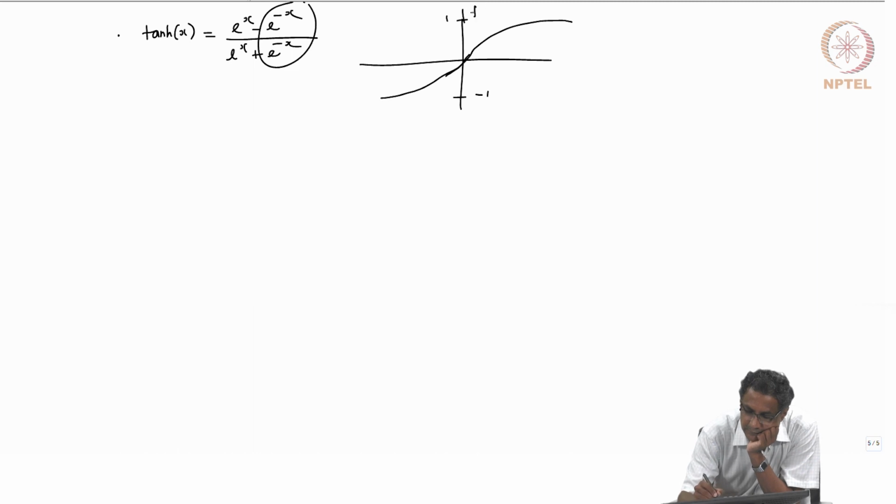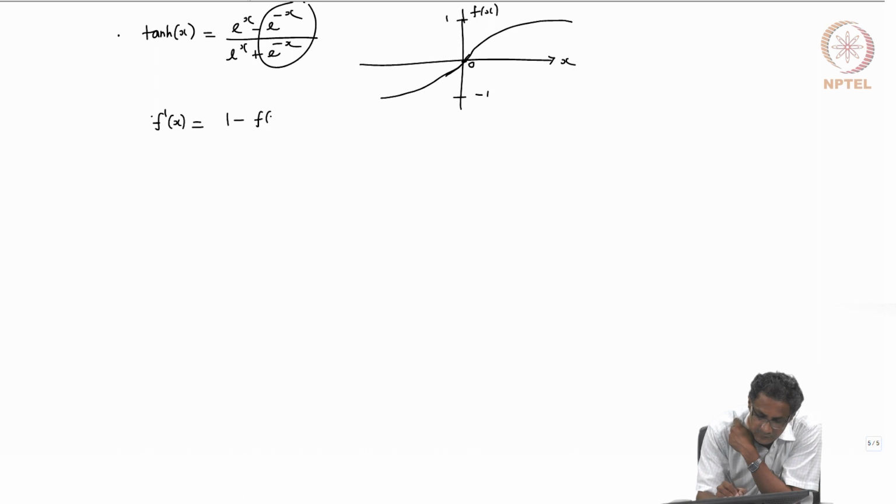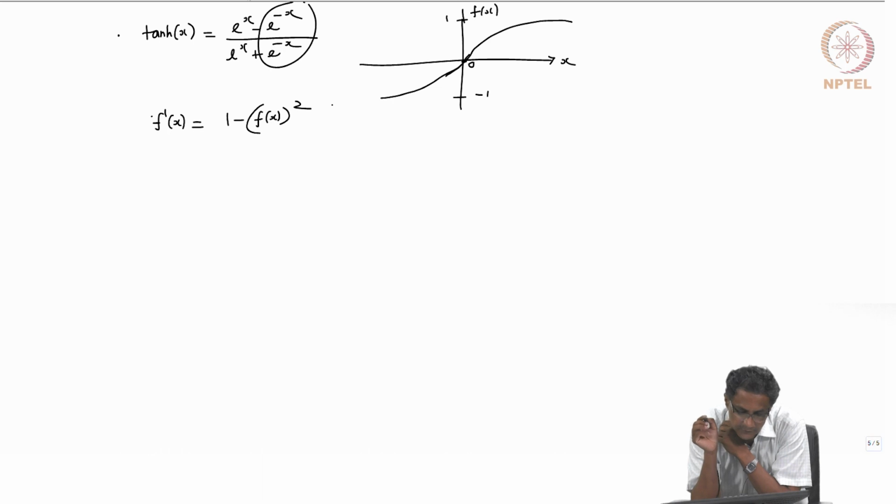So, this is f of x versus x, right, and at x equal to 0, it is 0. And I'll just leave it to you as an exercise: if you call this f of x, then the derivative f dash of x is 1 minus f of x whole square. These are all simple things, right. You guys know how to do this.